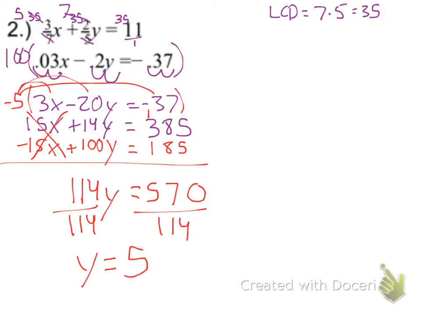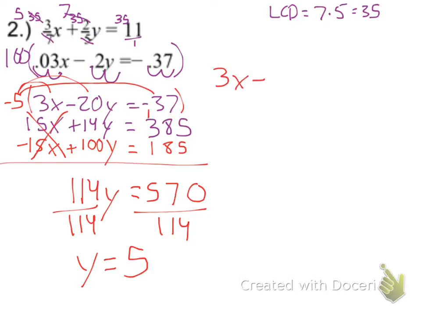Now we know what y is. Now we have to plug it back in to solve for x. Which equation do you want to put it into? Do you want to put it into the 3/7 x plus 2/5? Or how about the 0.03x, the bottom one? Or can I put it in 3x minus 20y equals negative 37? That one. I'd rather put it in that one.